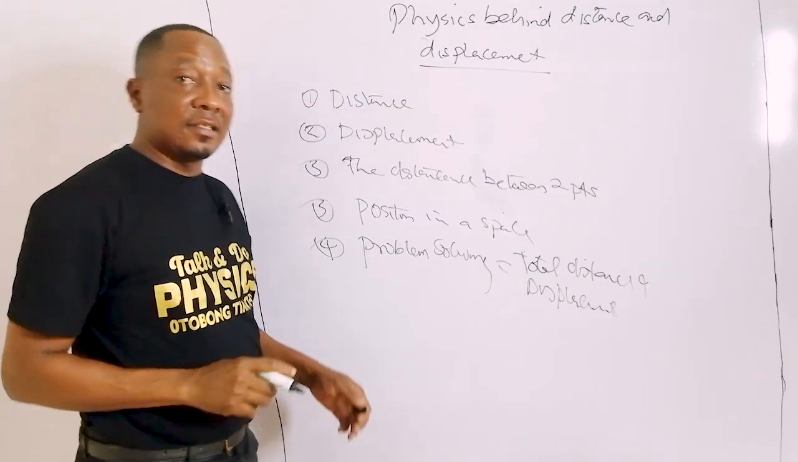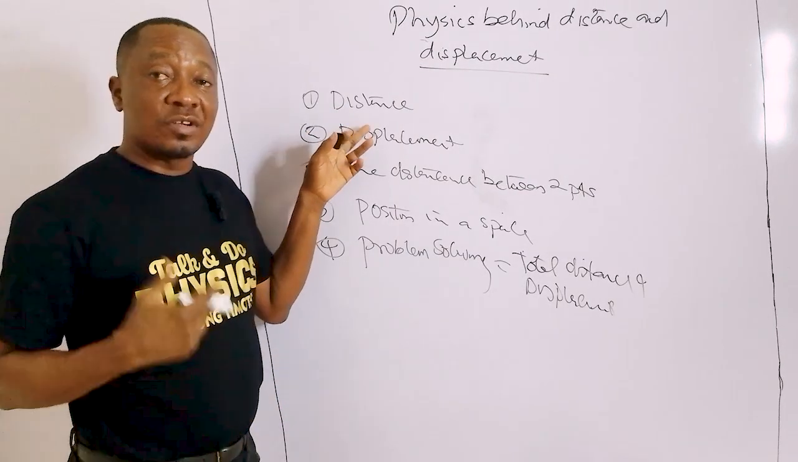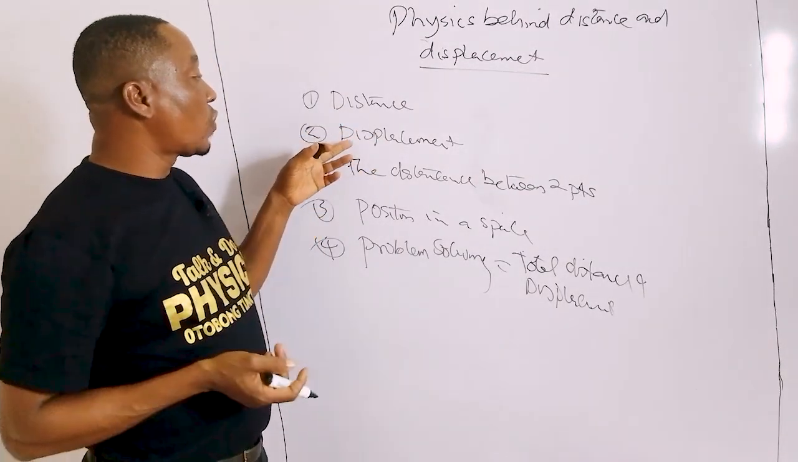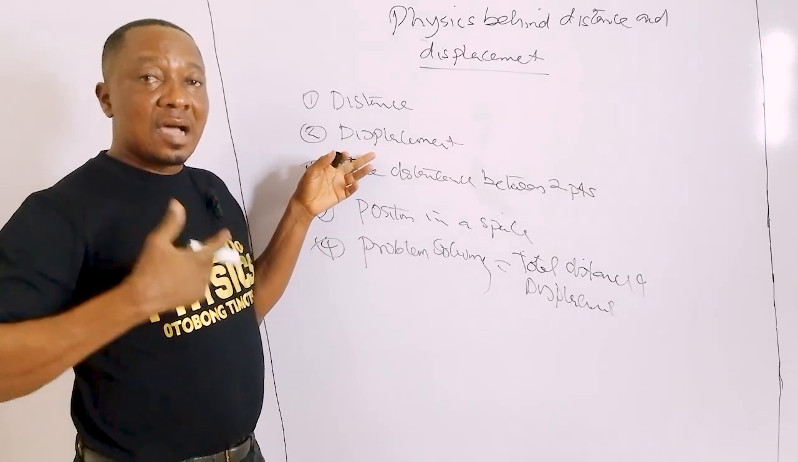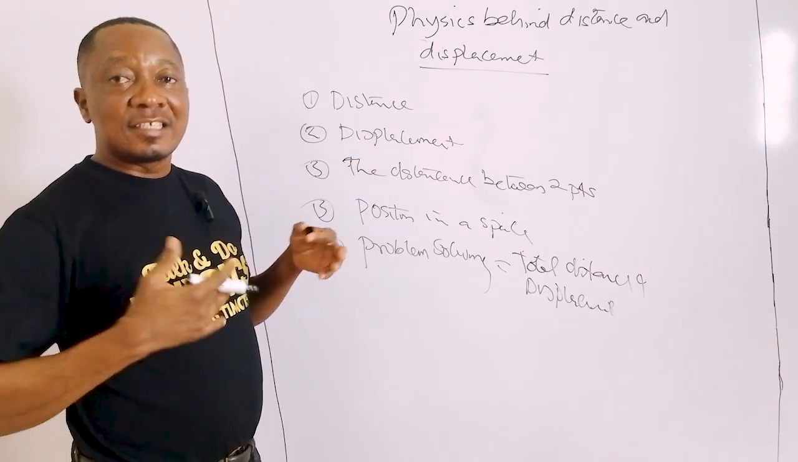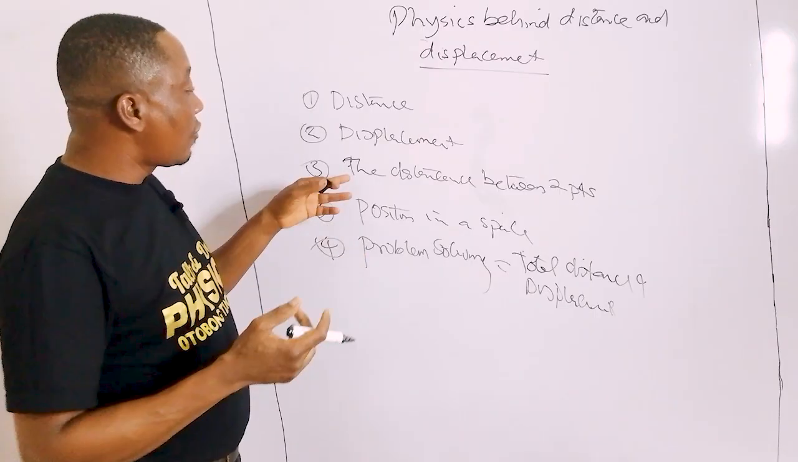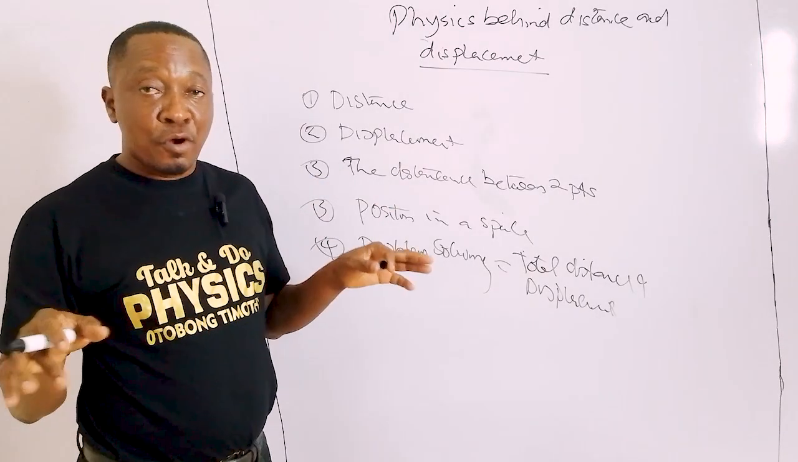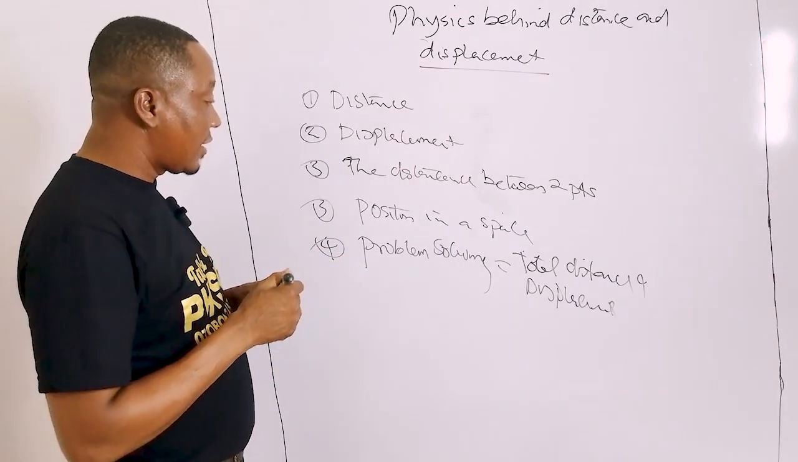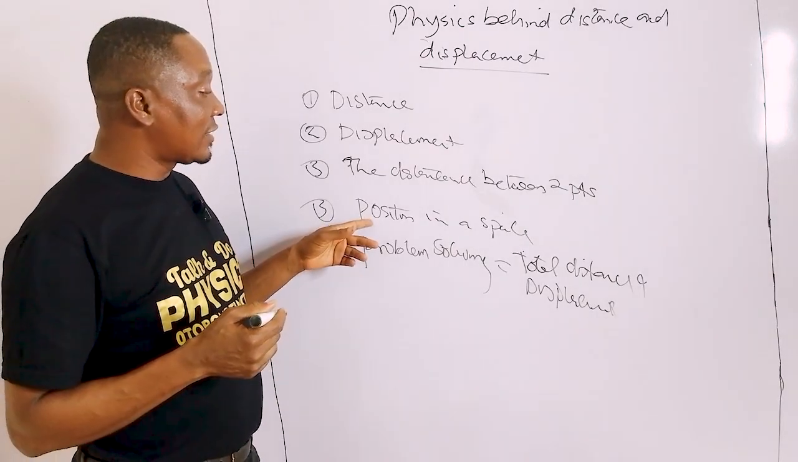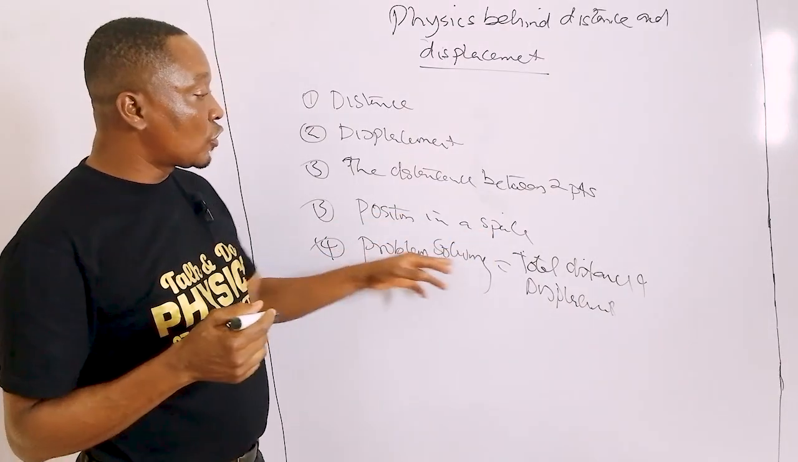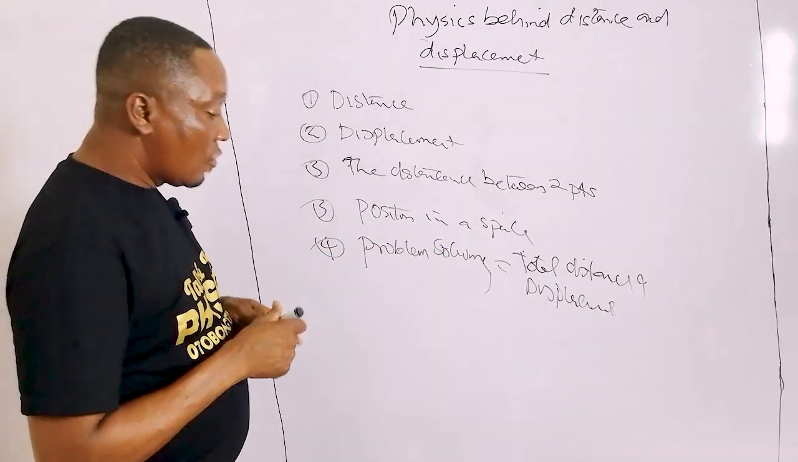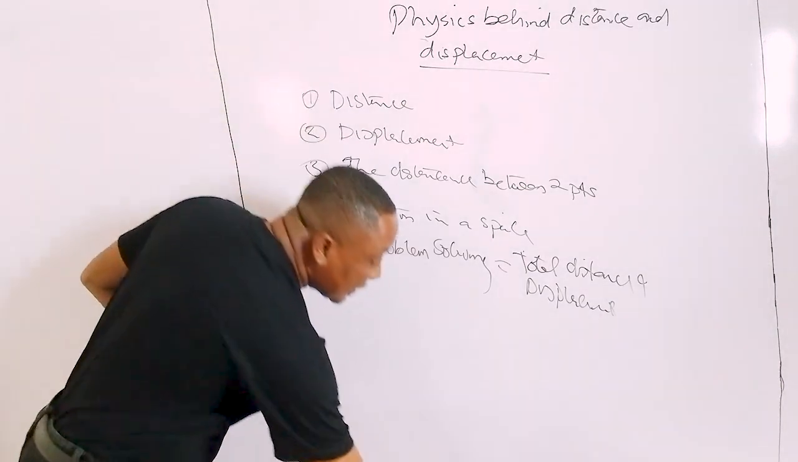Before the end of the lesson, you should be able to understand what distance is. You should also be able to understand what displacement is, what the units of displacement are, and how we derive displacement in a real life scenario, and also the total distance between two points. You should also understand position in space and problem solving. So in this case, we are going to start with distance.